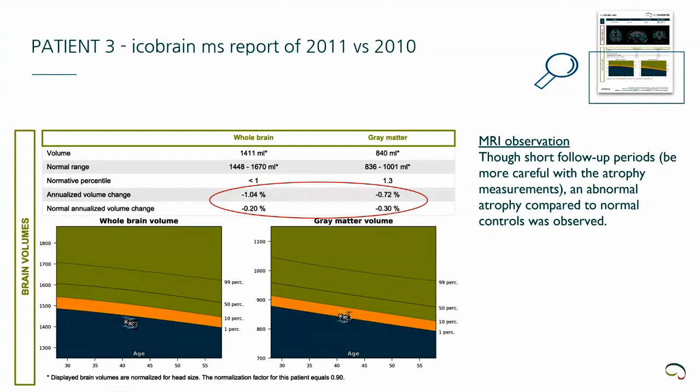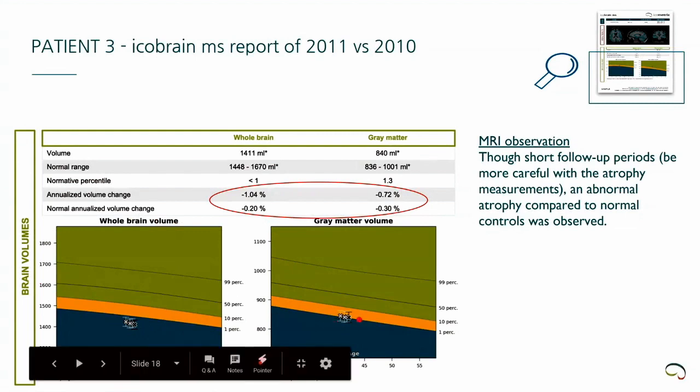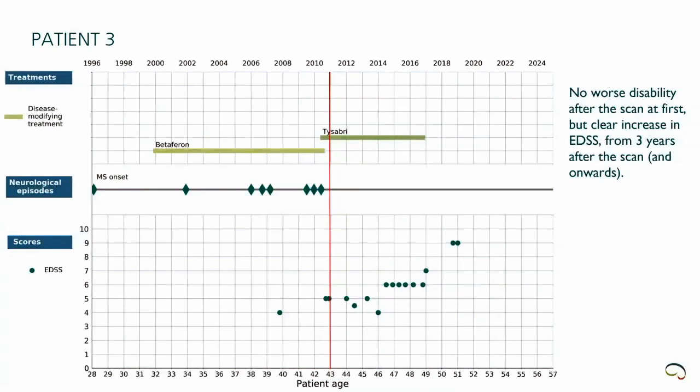Also, for the gray matter volume, this patient is at the lower edge of the scale, at the first percentile compared to a normal control group. And when we look at the further evolution of this patient, he initially continued with an EDSS around 5, but then further increased in EDSS. The patient was continued on Tysabri.